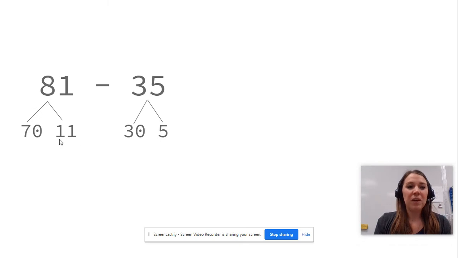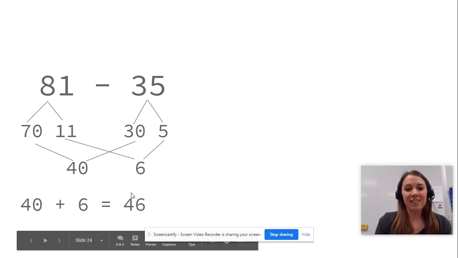30 and 5. So 70 take away 30 would give me 40 because 7 take away 3 is 4. And 11 take away 5 would be 6 because if 5 and 5 is 10, then 5 and 6 is 11. Now that I've already subtracted my tens and subtracted my ones, I have to put those back together. So 40 and 6 makes 46.